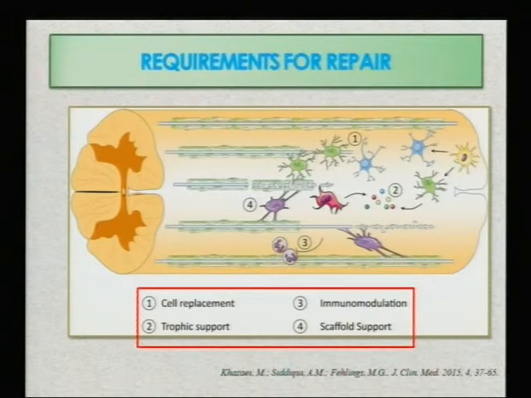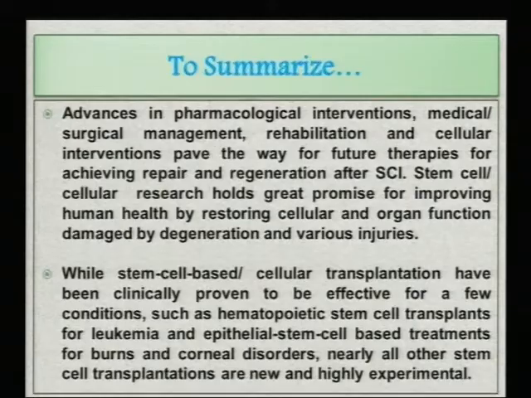One of the other reasons why there is good preclinical evidence but clinical evidence has failed may be because in any injury which takes place, there are a multitude of factors which come into play. So what is the current thinking is that it's not going to be one strategy, but a combination of strategies which is ultimately going to have a beneficial effect in spinal cord injuries. So other than cell replacement per se, where most of the studies have focused, you need to do immunomodulation, you need to have trophic support, and you need to provide a scaffold on which the cells could grow.